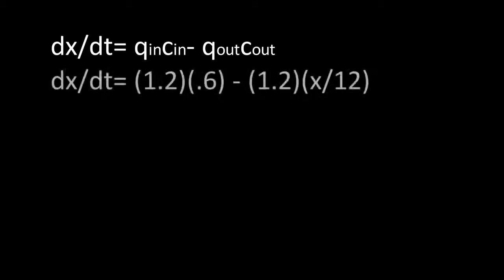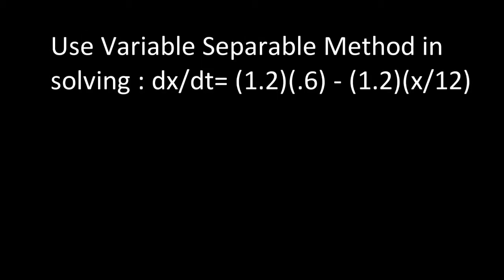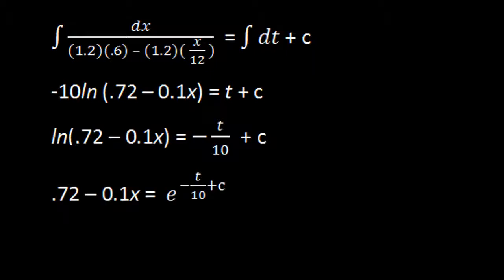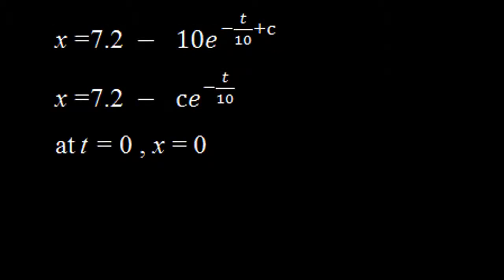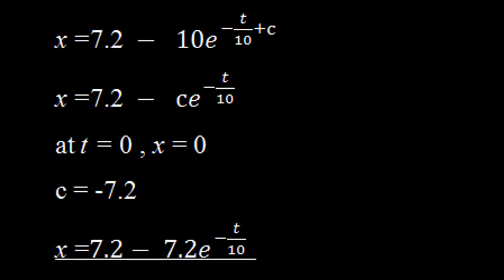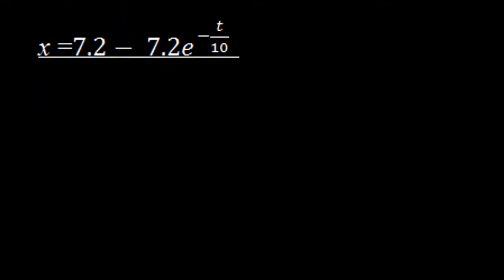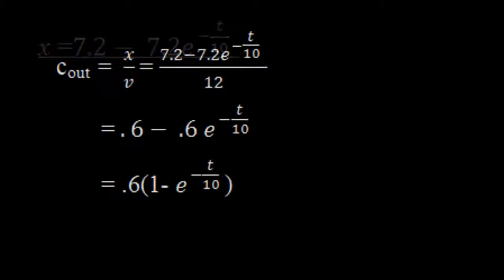Since this is a chemical solution problem, we use this equation. Plugging in the given values, we will have the following equation. We can solve this equation using variable separable, isolating x and t to both sides. After getting the integral, we solve for x using algebra. At time t equal to 0, x is equal to 0. We now have the amount of salt as a function of time t. Substitute x over 12 to obtain the salt concentration of the solution leaving the tank.